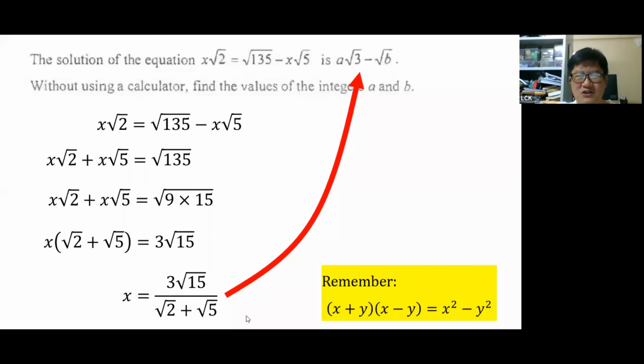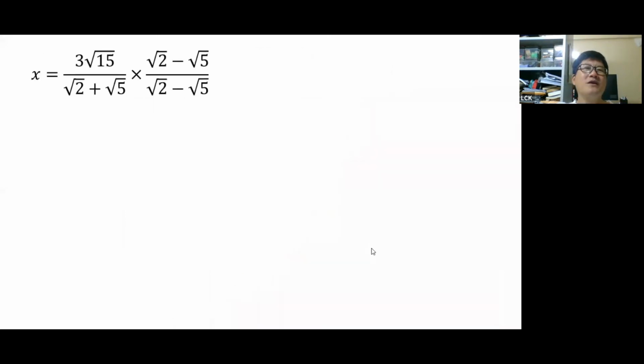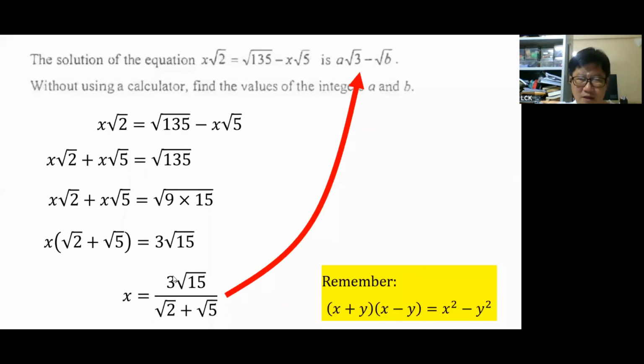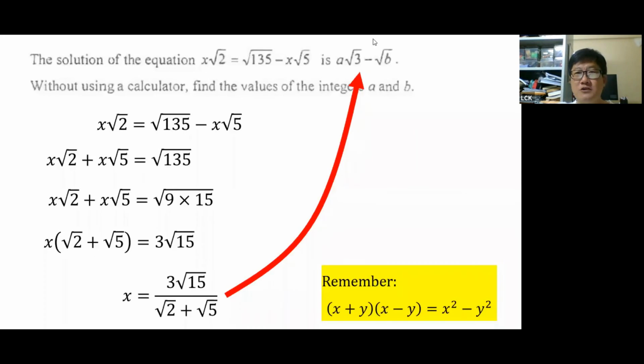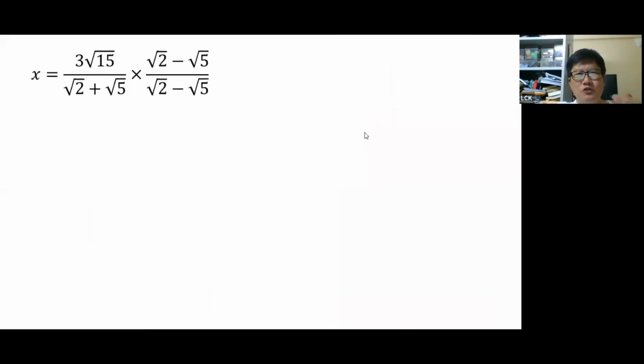How do I get rid of the denominator? I get rid of it by remembering this. So that's what I do here. All right, it's the same thing, but I'll be multiplying by square root 2 minus square root 5. Why do I do that? I want to do that because I want to get rid of the denominator. Why do I want to get rid of the denominator? Because the form that the question requests is without a denominator. There's no denominator here. I have somehow got to kill it.